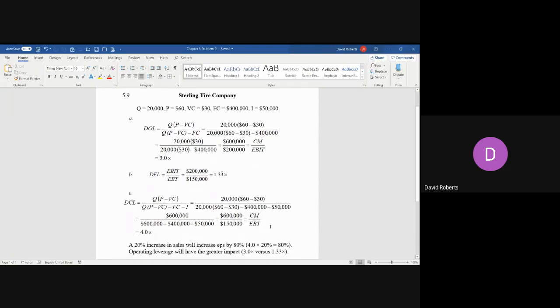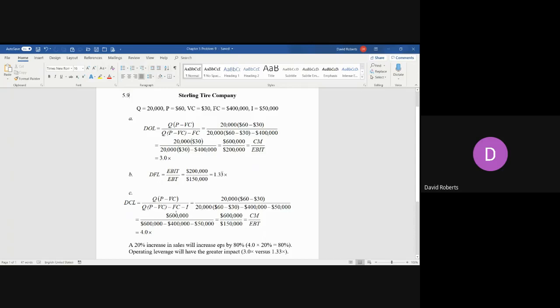The degree of financial leverage, you can see, you take earnings before interest and taxes, which is the 200,000, and you divide it by earnings before taxes. So the difference is obviously the interest amount. So what this means is for every dollar of earnings before tax, you have $1.33 of earnings before interest and taxes. So it's, again, a ratio, and that difference is interest, which is related to debt.